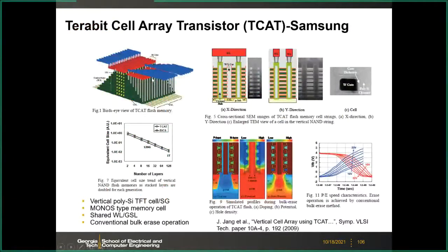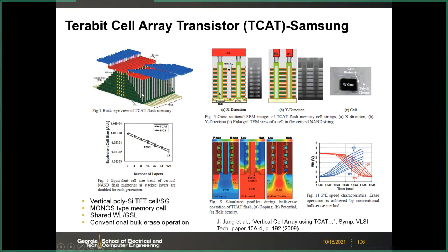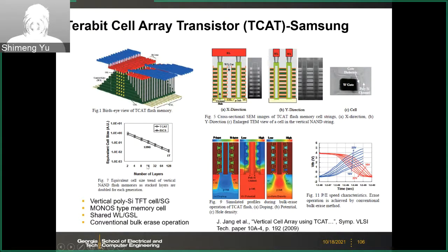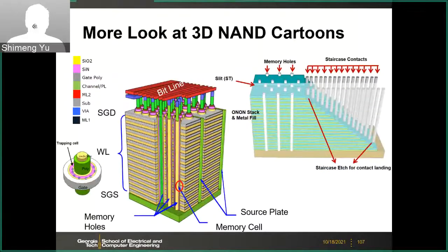And in the same year, Samsung introduced this TCAT structure, and this is the basis for later Samsung's 3D vertical NAND. But if you look at the structure, it's very similar to Toshiba's design. The only difference is that here it uses metal as the vertical gate instead of polysilicon. Other than that, it's very similar to Toshiba's design. I will skip the details. So let's have a closer look.